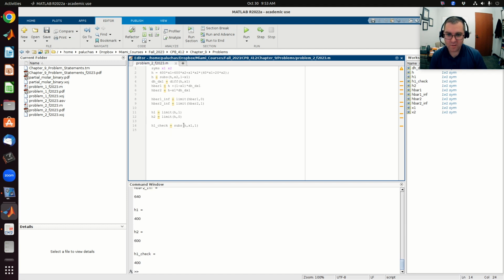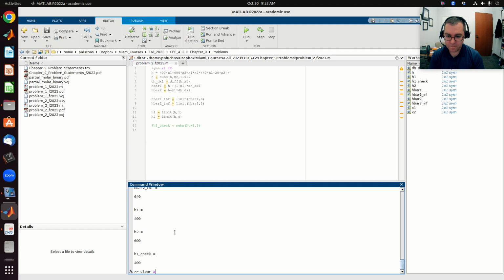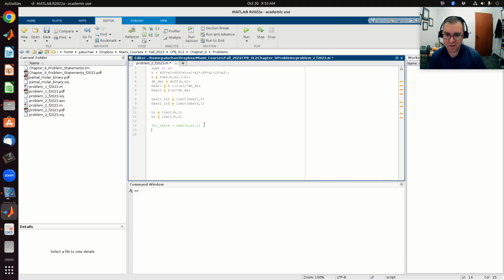So subs is going to take my expression here for h, and it's going to replace x1 with the value of 1, just like we did up here, where we replaced x1 with x2. So I'm going to comment that out. Let's see if we can simplify. I'm pretty sure there's a simplify. So I'm going to try h bar, just do like h, let's play with h.